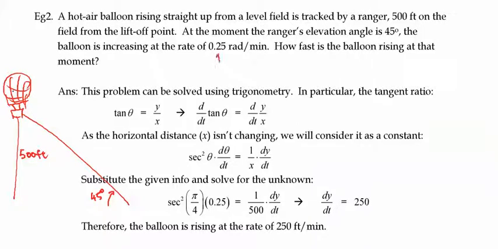So this is probably dy/dt if I'm to consider the y as the height of the balloon. How fast is the balloon rising at that moment? This is d theta/dt, the change of angle, radian per minute. And now how fast is the balloon rising? What is dy/dt at that moment?